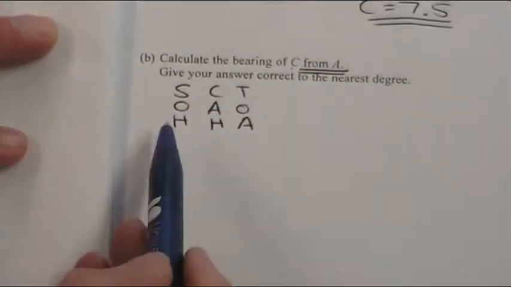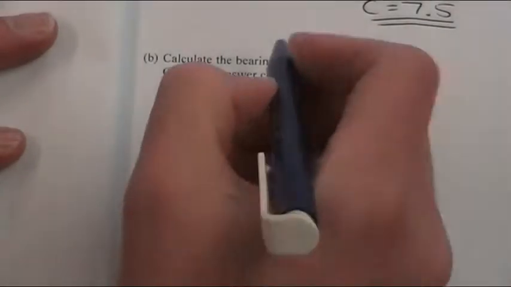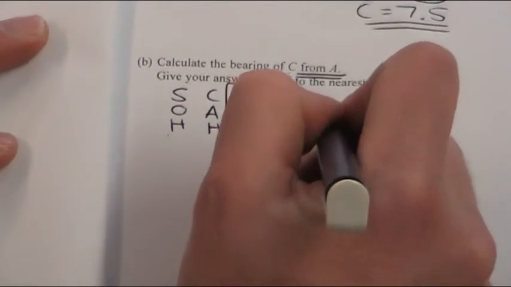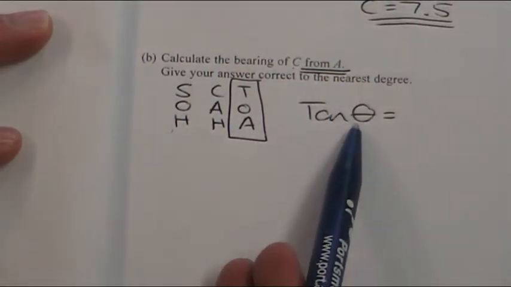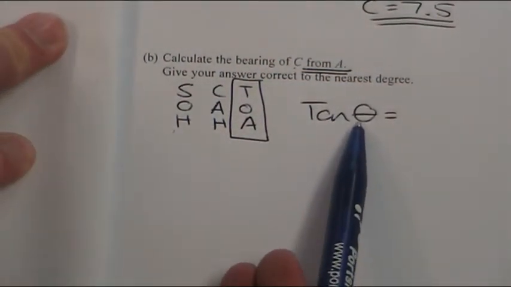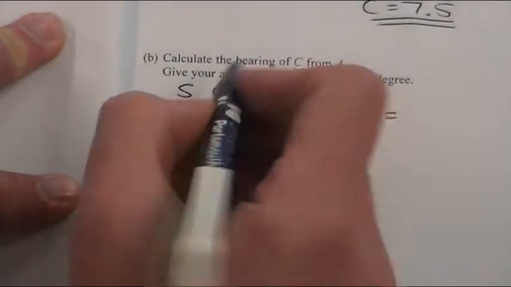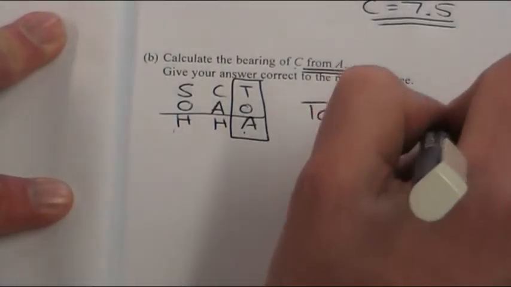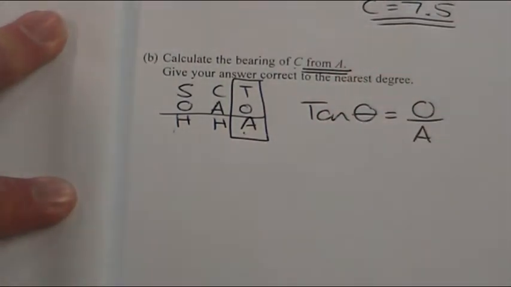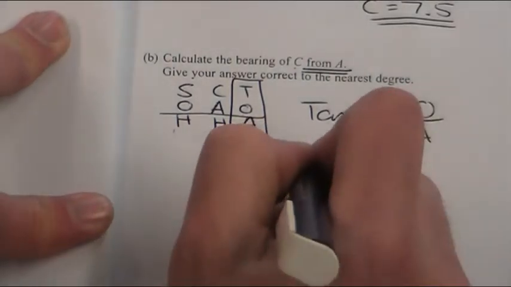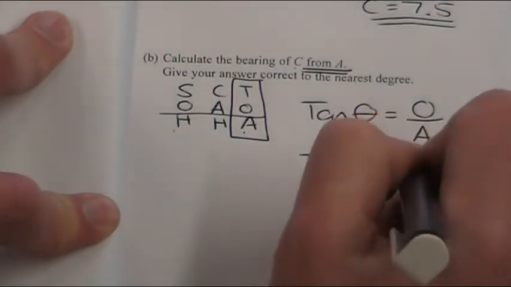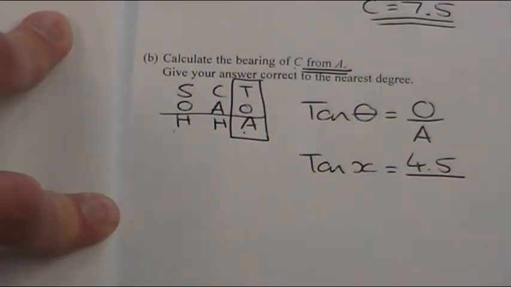Just to help me, I'm going to write my SOH CAH TOA. And I'm looking for the ratio that has the O and the A, which is this one. And this tells me the tan of the angle theta, which is the Greek symbol used to represent angle when we write trigonometry, is the opposite over the adjacent. Now you've got your formula, just put the numbers in. We don't know what the angle is, that's the question. So tan of x is the opposite, 4.5, divided by the adjacent, which was 6.